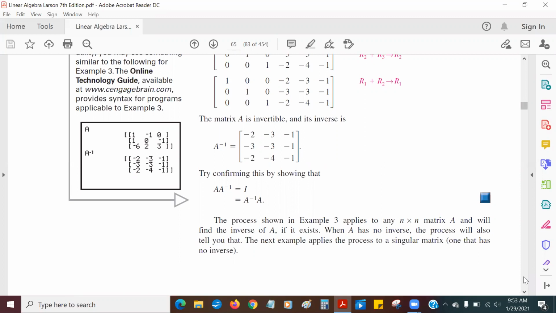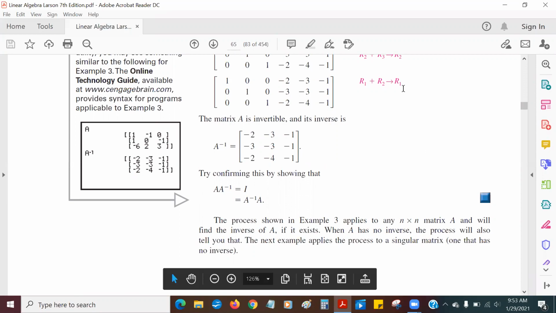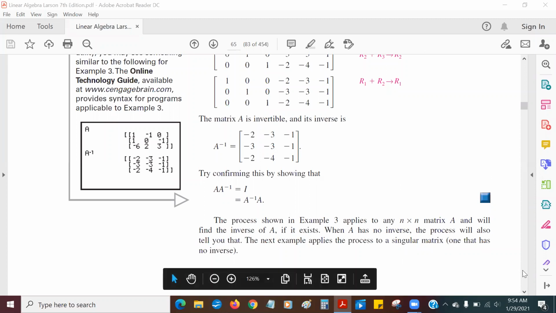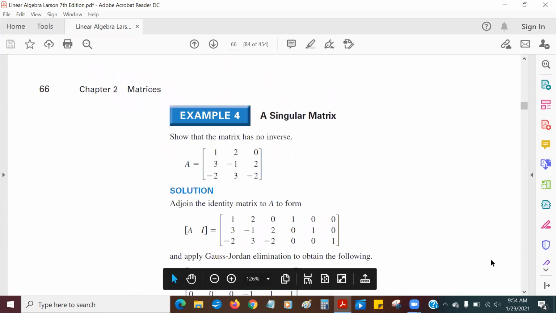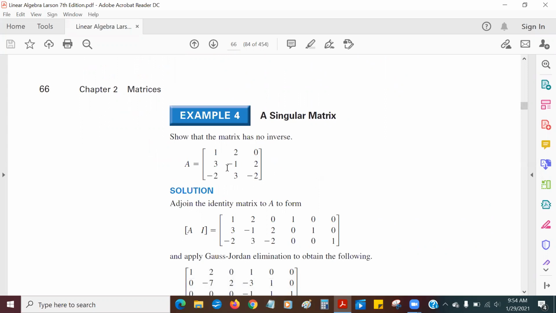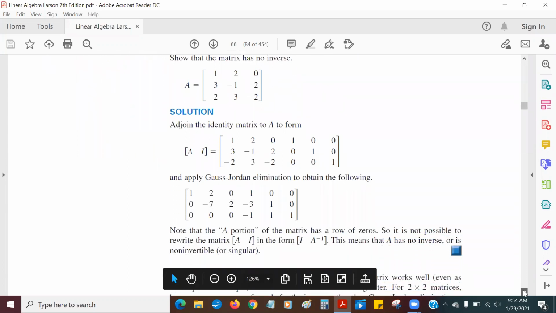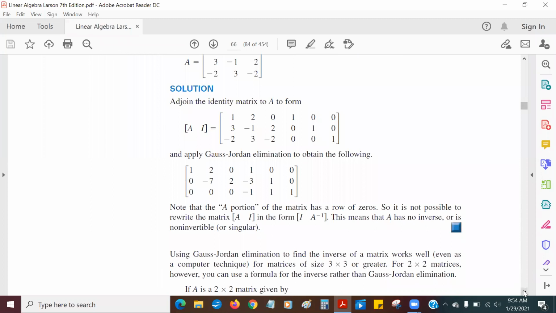Now, if we have a situation where there's no inverse, and not every matrix has an inverse, this process will actually bear that out. It'll show that. So here's a matrix. Spoiler alert, this matrix does not have an inverse, but let's see what happens. When we start doing this process, adding the rows, we're trying to put the left side into reduced row echelon form.